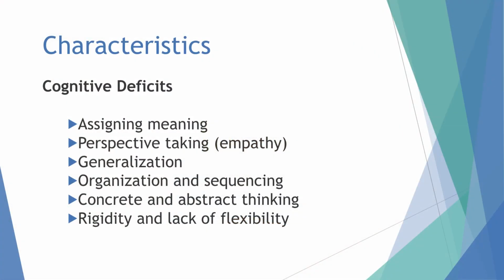These deficits can lead to difficulty in understanding the perspective of others, difficulty explaining their behavior and understanding emotions, and lack of understanding of how their behavior impacts others and makes other people feel. So other cognitive deficits that kind of go within this area have to do with assigning meaning, sometimes that perspective taking, but generalization can also be an area that's very difficult for kids.